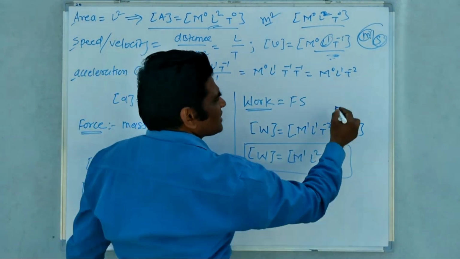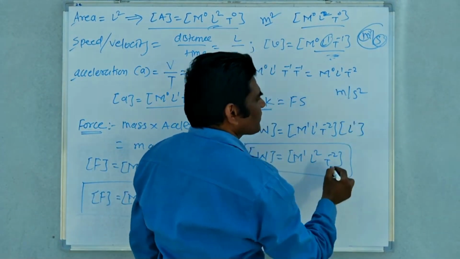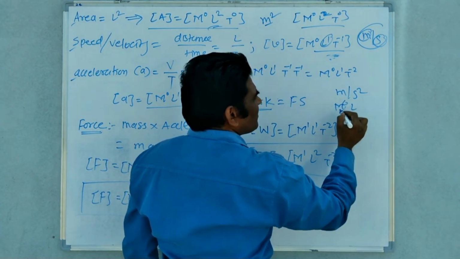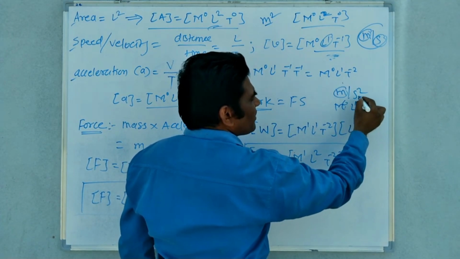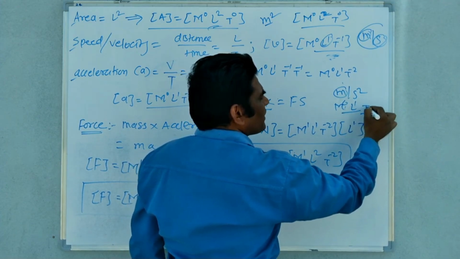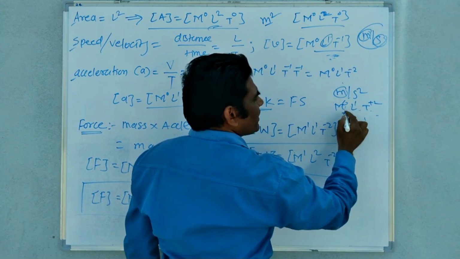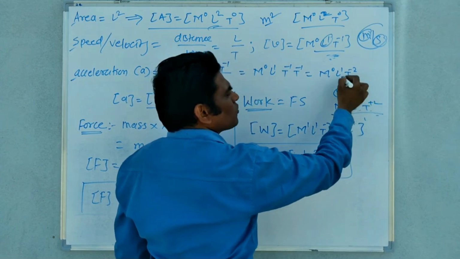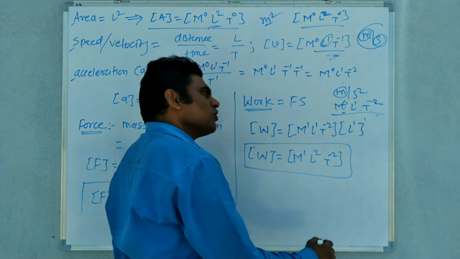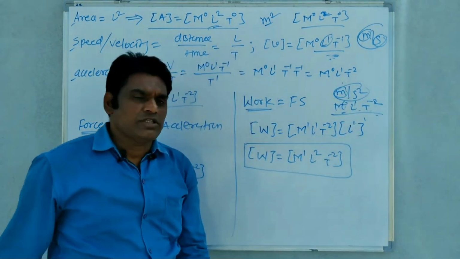Like acceleration. What is the unit of acceleration? Meter per second square. So, m0 L1, and s in the denominator means t to the power minus 2. So, ultimately m0 L1 t to the power minus 2 will be there. So, from unit also you can calculate dimensions.